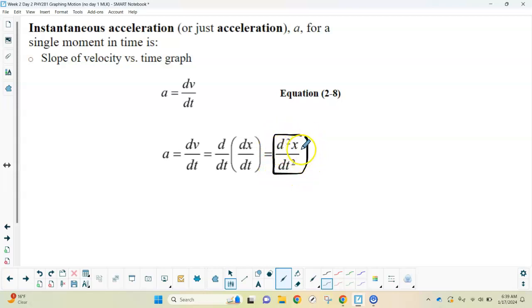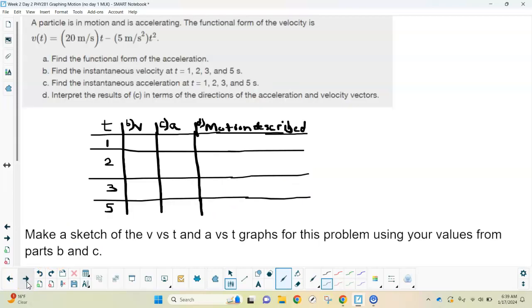It's the second derivative of the position function with respect to time. So it's just another derivative. It's not that big a deal. So let's just go ahead and practice a little bit working with this velocity function where it's describing the velocity as a function of time.